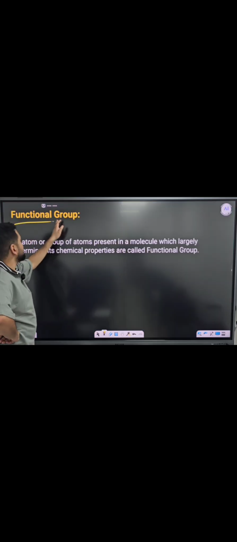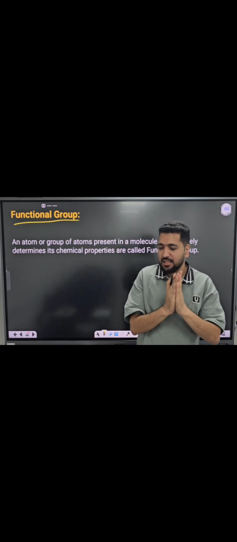Now guys, let us switch to one more topic, that is functional group. How will I be defining the functional groups? An atom or group of atoms present in a molecule which largely determines its chemical properties is called a functional group. For example, I have methane. CH4 is methane, very simple thing.